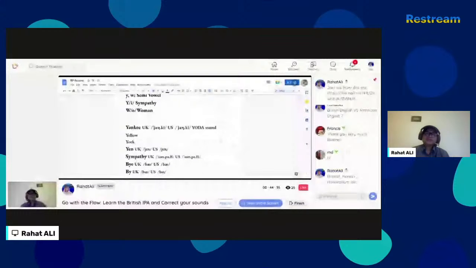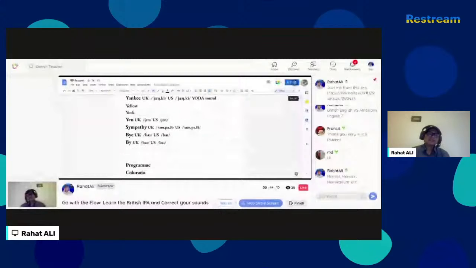So the Y sound is like yellow, ya sound, York, yen. You see, sympathy. Look at this. Y is an I sound, and th is unvoiced. Sympathy, and Y sounds like in buy and by.